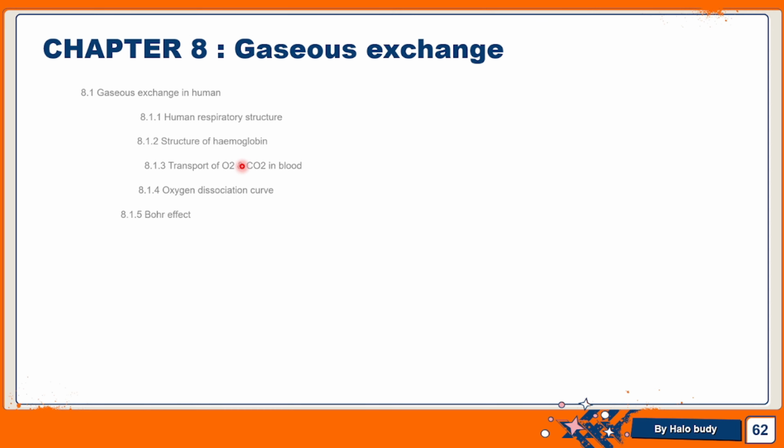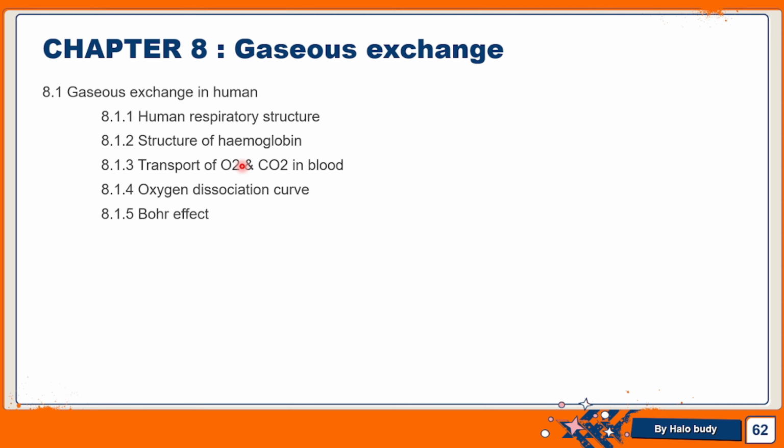Okay, so let us go to Chapter 8. This is the first chapter of this semester. It is gaseous exchange. For the first topic, of course, you need to learn about humans. Normally, if you want to learn about humans, of course, gaseous exchange occurs at the lungs, right?